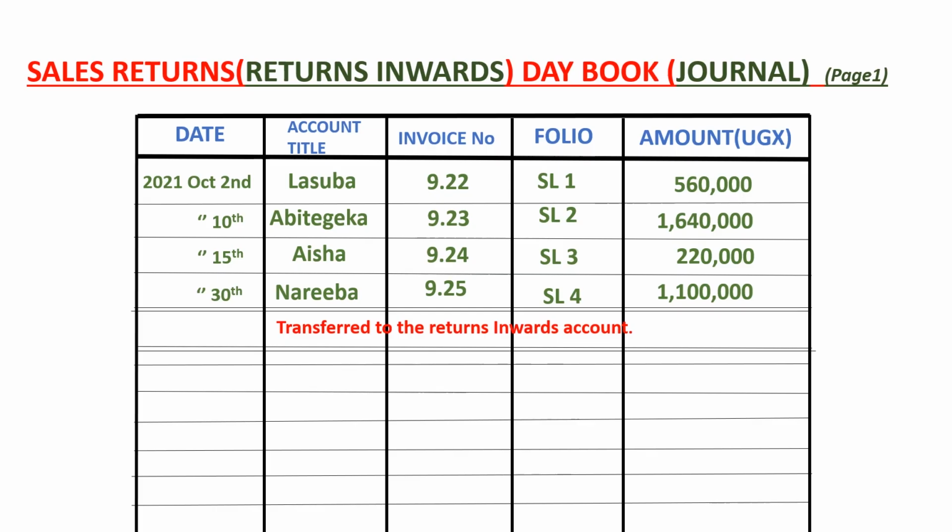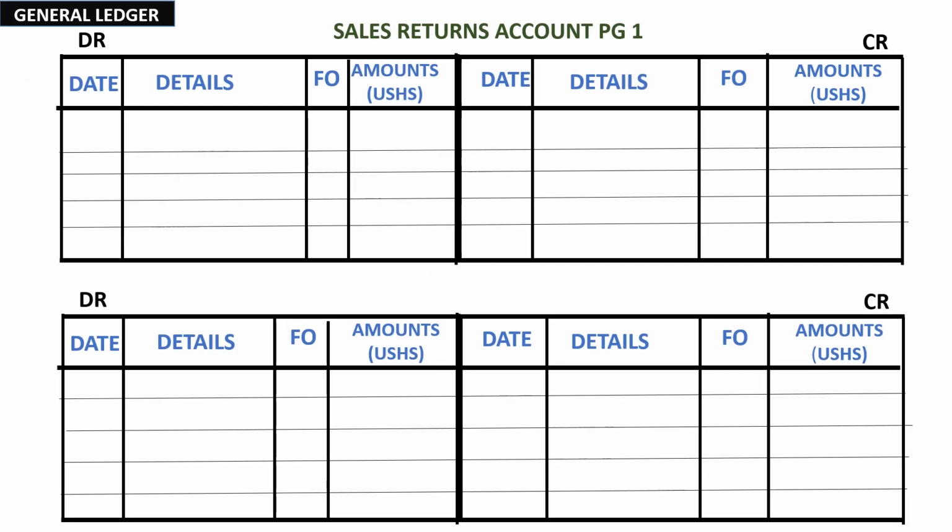So we shall go ahead and transfer 3,520,000 to the sales returns account in the general ledger, and we shall go ahead and debit it. The details definitely reflect that these are total returns inwards for the month, and this is found on the returns inwards debtbook and took place on that date.